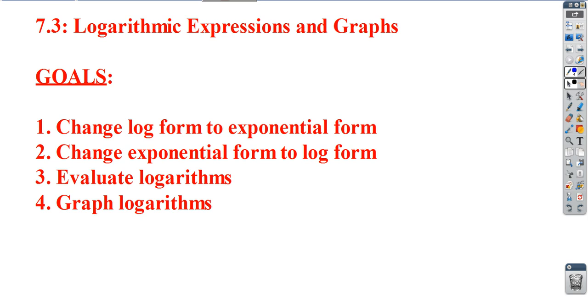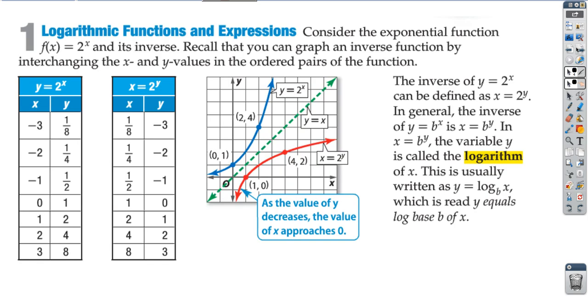Number one is learn how to change back and forth between exponent form, which is something we've already seen, and then something called logarithm form, which is new. Go both directions, from logarithm to exponent or from exponent to logarithm. And then learn how to evaluate logarithms and also how to graph them. So those are the four tasks right here.